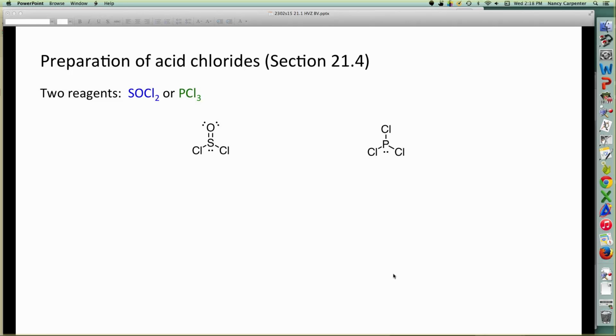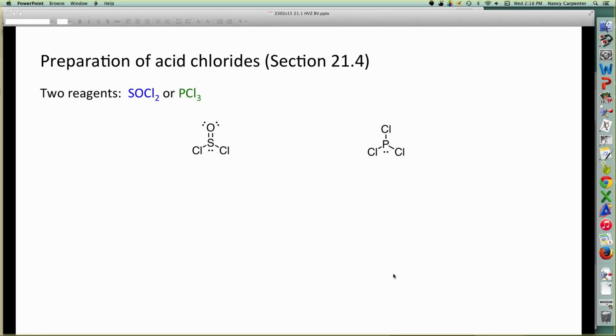Well, look at these reagents for a second. First off, with the thionyl chloride, boom! You've got a sulfur-oxygen double bond, which we know, Nancy always is saying, think about that X-oxygen double bond. No matter what X is, it's going to be a great electrophile because of that resonance contributor.